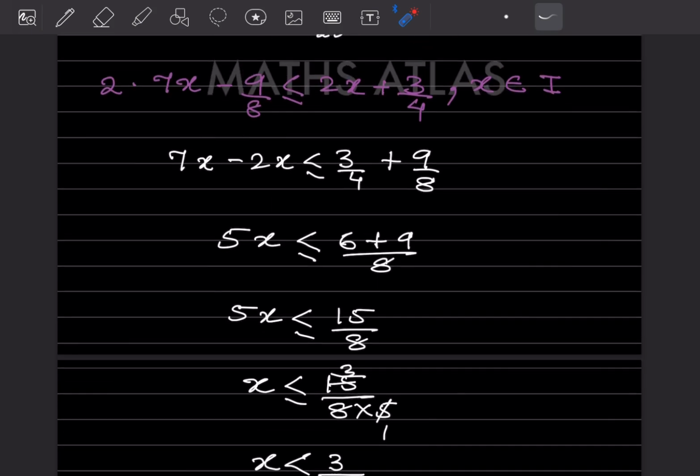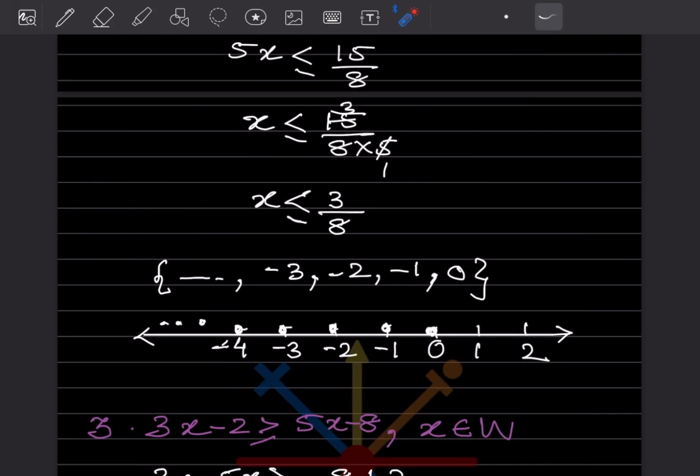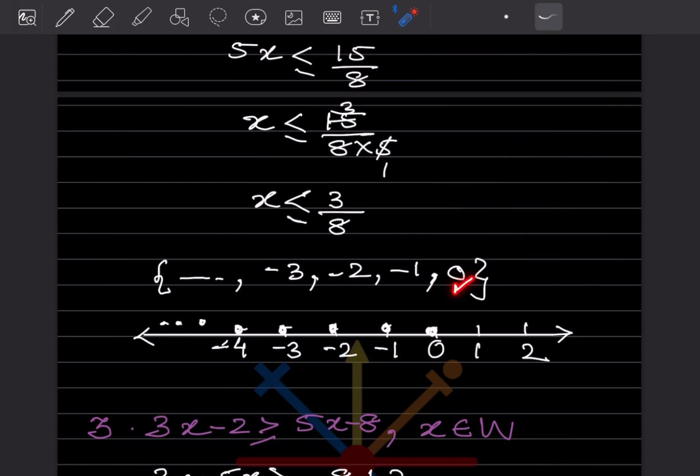So now here these are integers, which means we have to consider the negative and the positive ones. So 3 by 8 is 3 divided by 8, that is 0.3. So we are going to consider 0 and the negative ones, because it is less than 0.3. So we are going to consider 0 and let us put some of the negative integers. So this is the solution set of it.